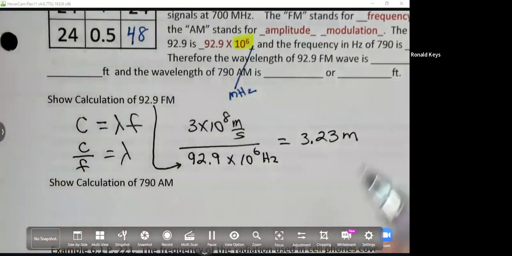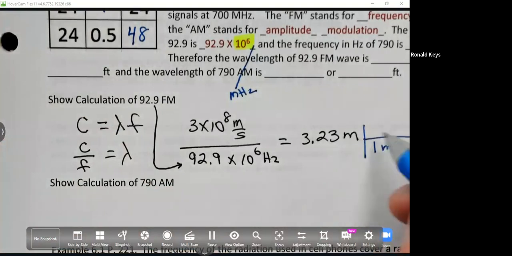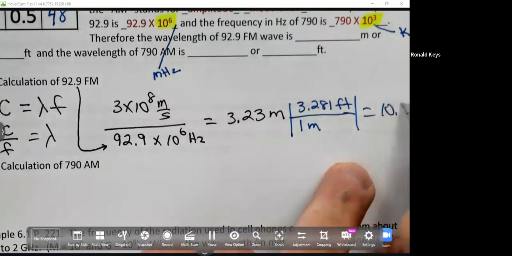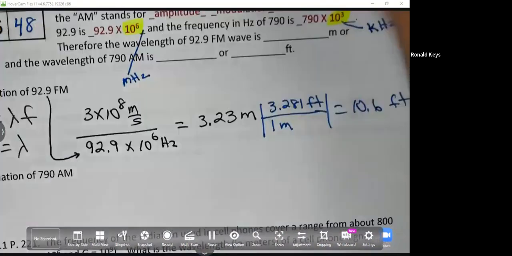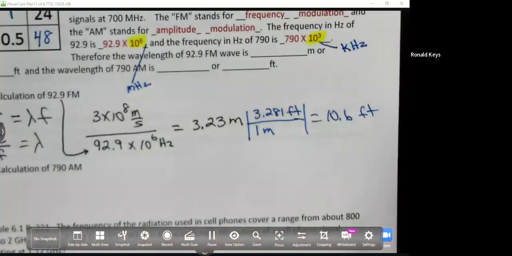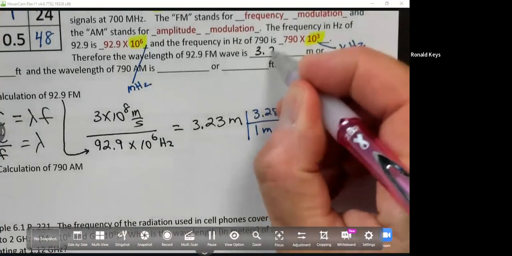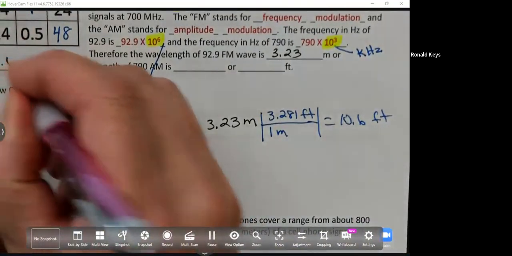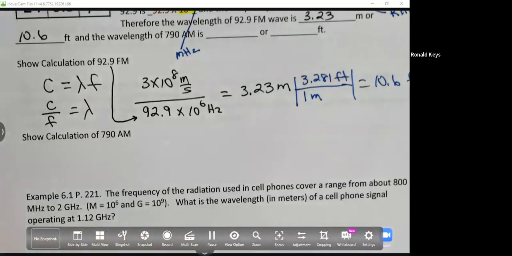This gets us 3.23 meters. Well, let's get it in feet so we can relate to that. We know that 1 meter is 3.281 feet. Times 3.281, 10.6 feet. So the wavelength of the FM 92.9 is 3.23 meters or 10.6 feet. That wave is going to repeat itself every 10.6 feet, but let's see what AM does.